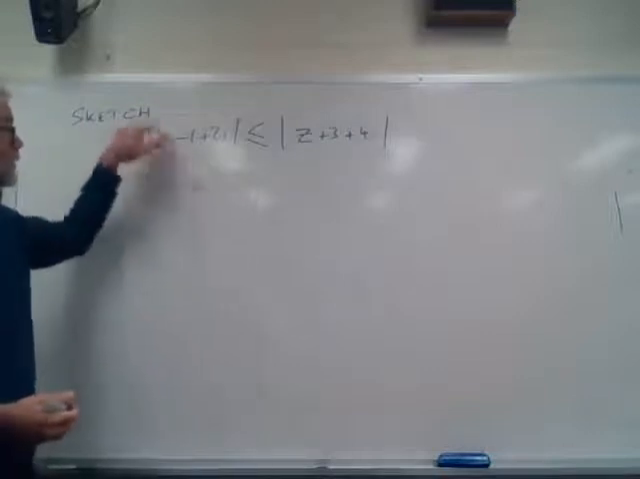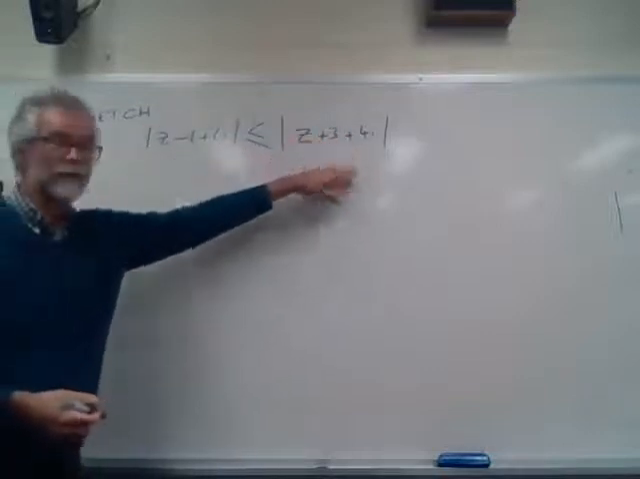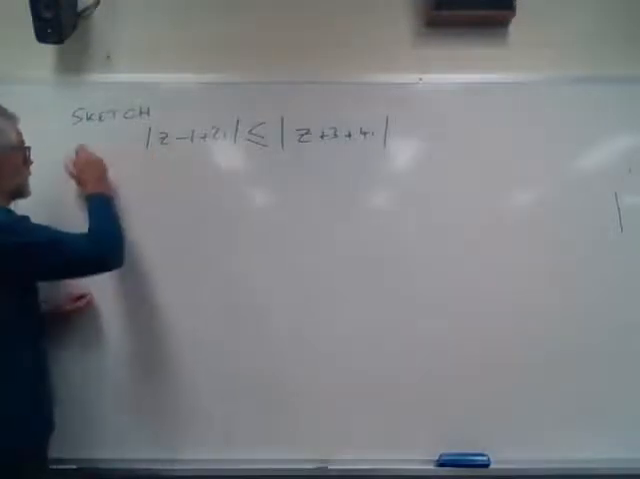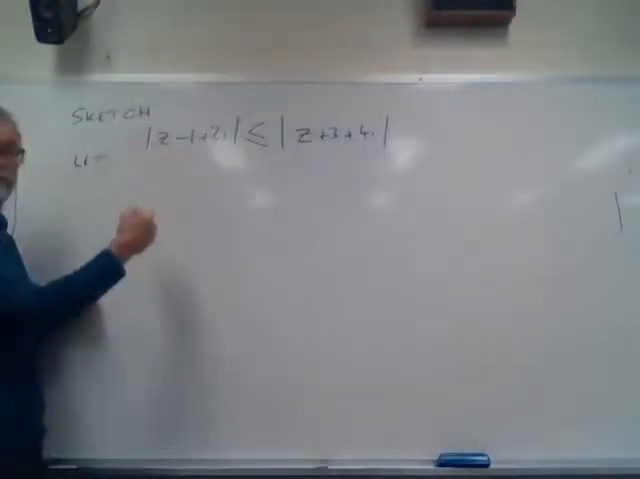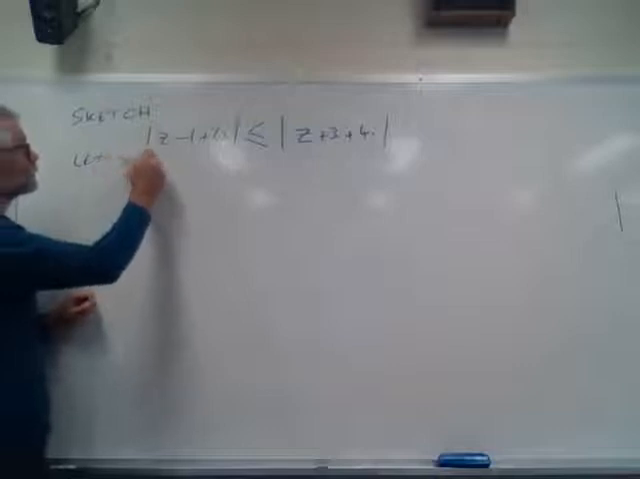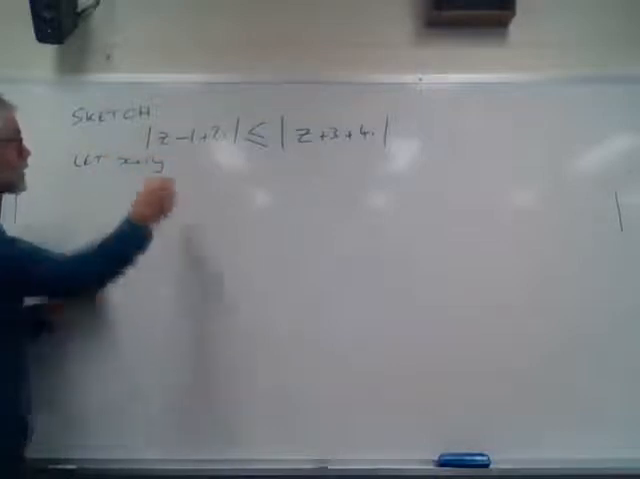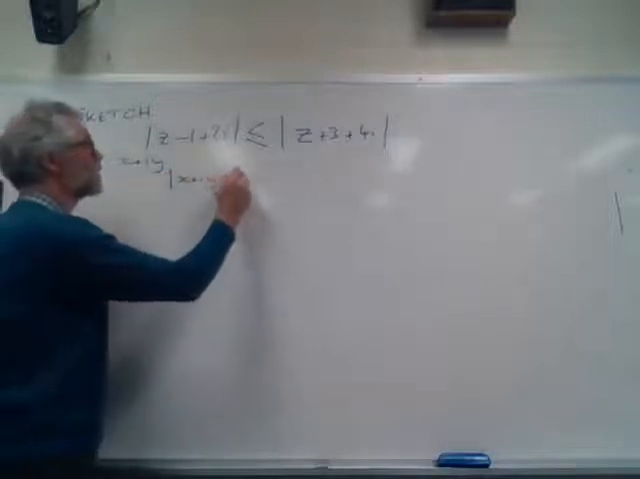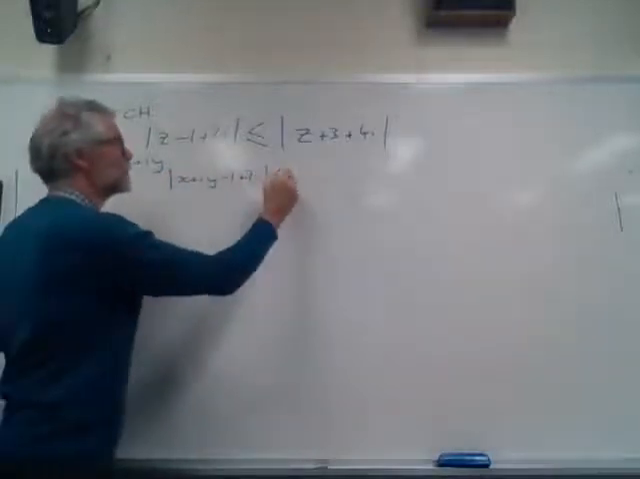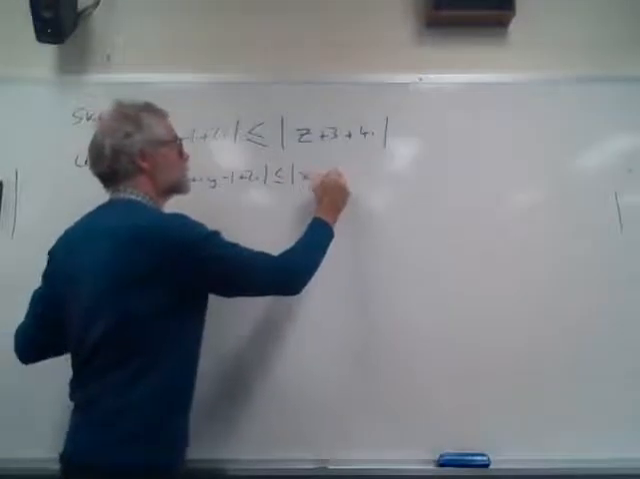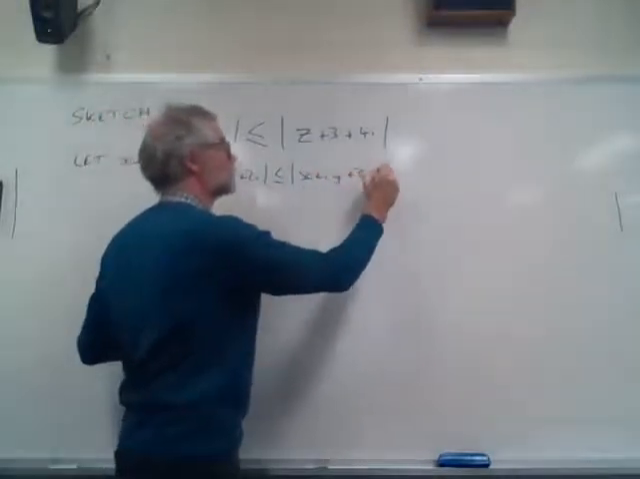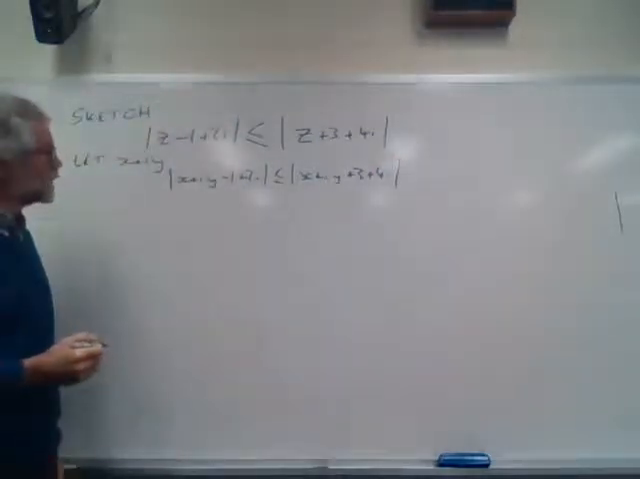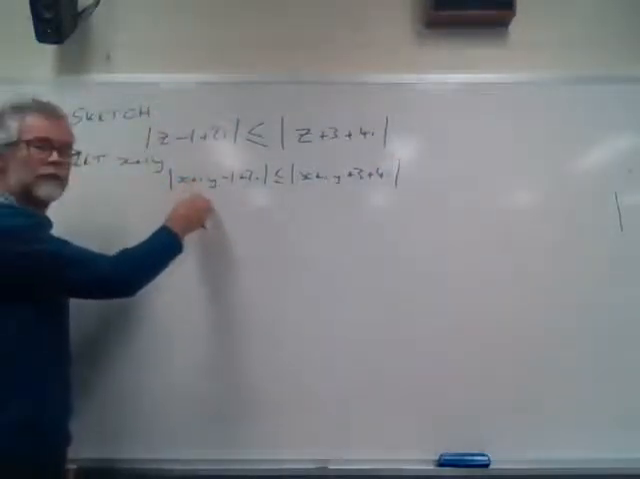This is a modulus question. Modulus of that is less or equal to modulus of that, and we'll see what this all means. We know, as usual, we let z be x plus iy. In which case we have the modulus of x plus iy minus 1 plus 2i. That much is pretty straightforward.